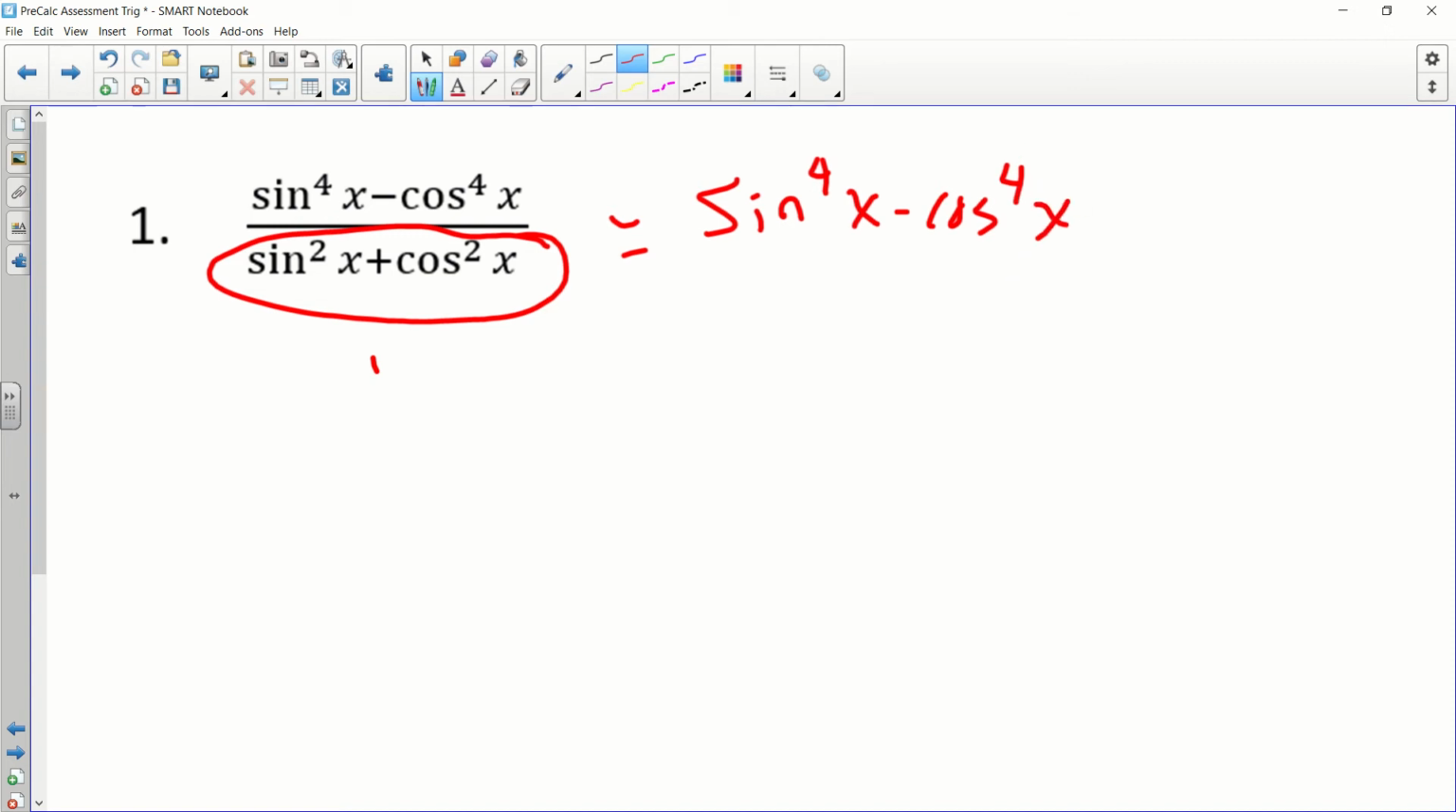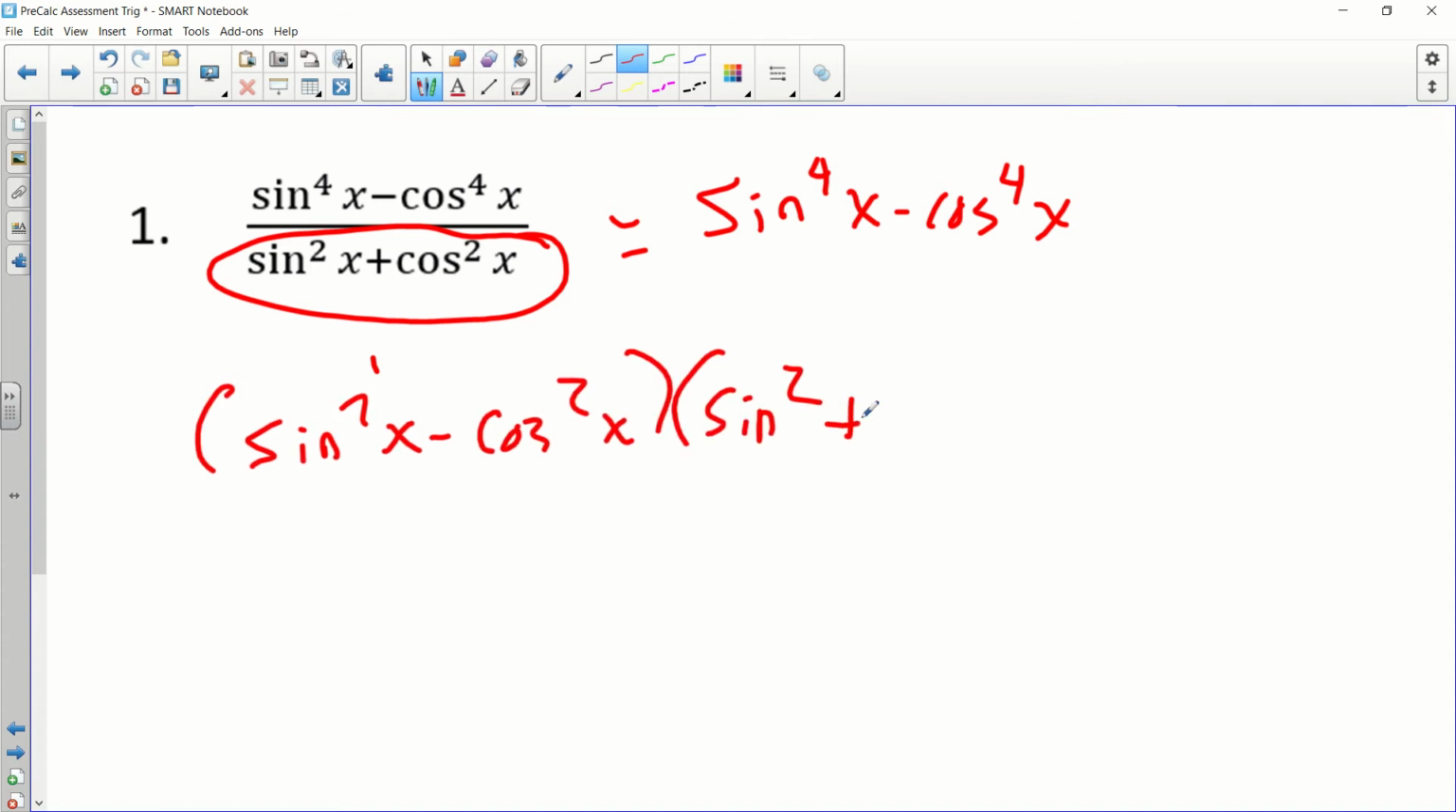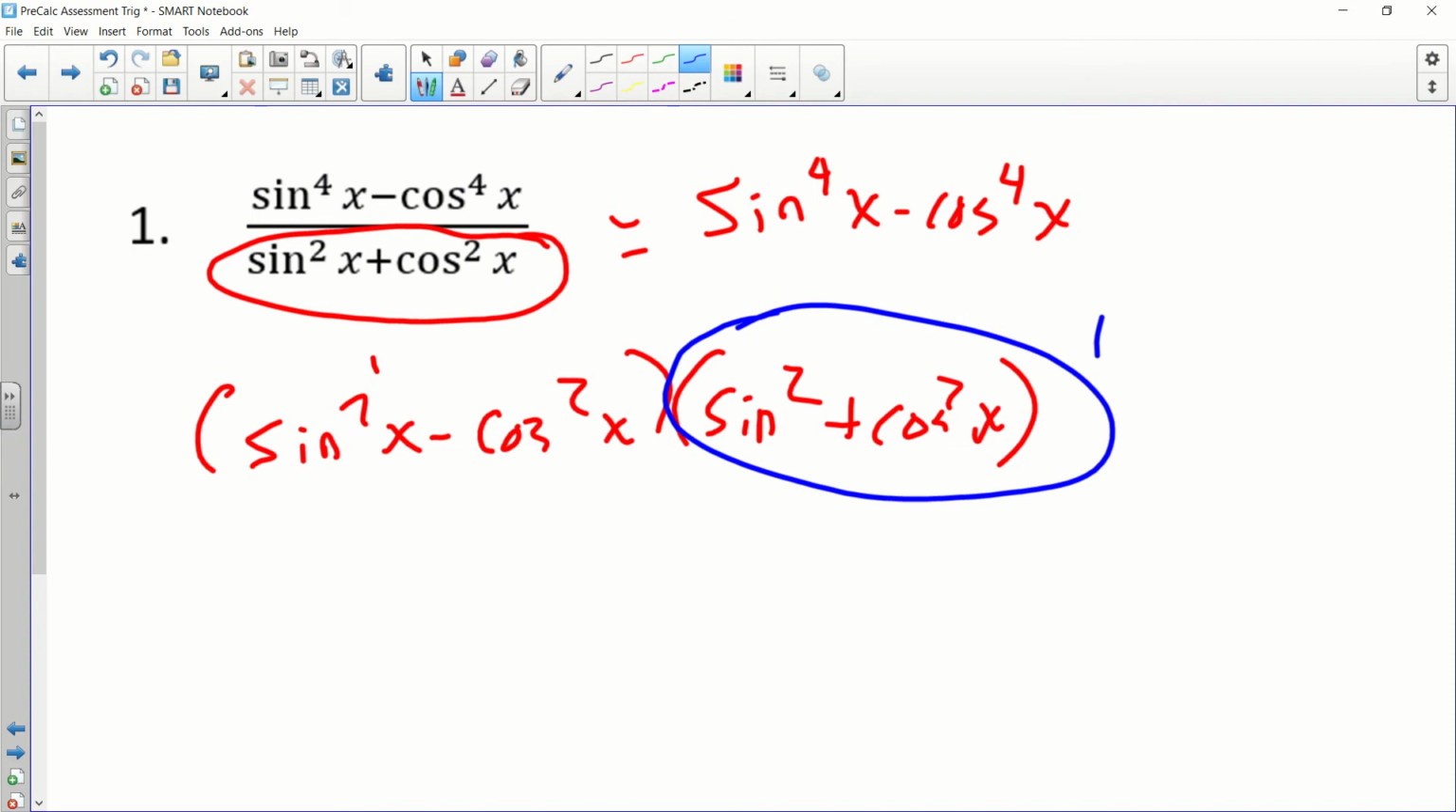So now I have a difference of squares. I can factor this into sine squared of x minus cosine squared of x times sine squared of x plus cosine squared of x. Again, Pythagorean identity. We know this is equal to 1. So I'm left with sine squared of x minus cosine squared of x. So that is one possible final answer.